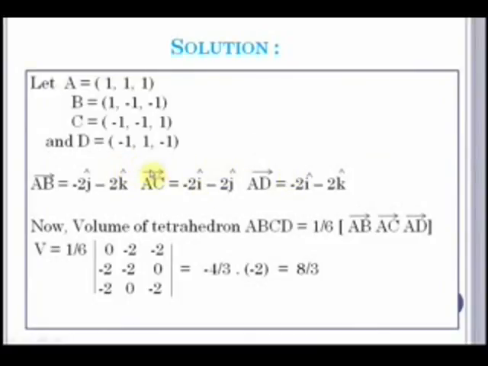So we have to find the box product of these 3 vectors. Now we know that the box product of these 3 vectors is given by 1 by 6 into the determinant, the elements of which are 0, -2, -2, -2, -2, 0, -2, 0, -2. This is equal to -4 by 3 into -2, which is equal to 8 by 3. Thus we get the volume of tetrahedron ABCD as equal to 8 by 3 units.